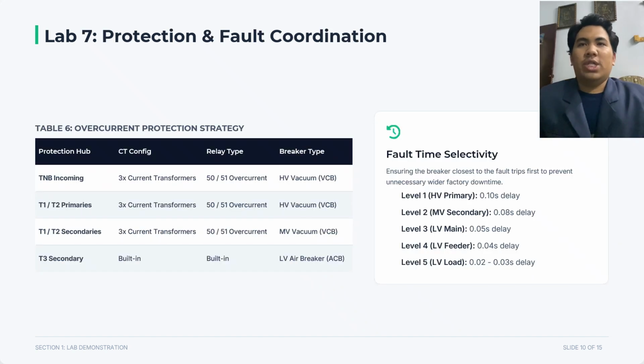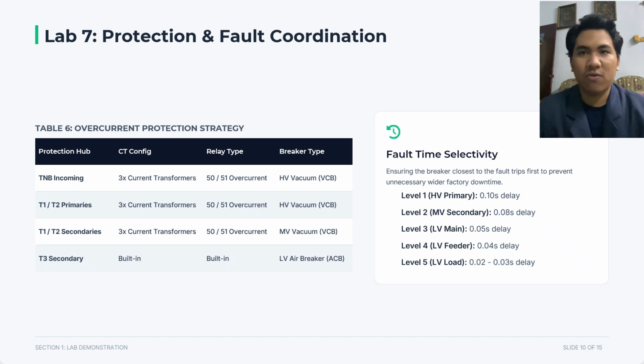In Lab 7, we designed the protection scheme including circuit breakers, current transformers, and relays. The table shows the protection equipment at each location. All high voltage and medium voltage locations have 3 current transformers and 50/51 relays. The low voltage transformer T3 has built-in protection and uses a low voltage circuit breaker. We also design time delay coordination to ensure selective protection.